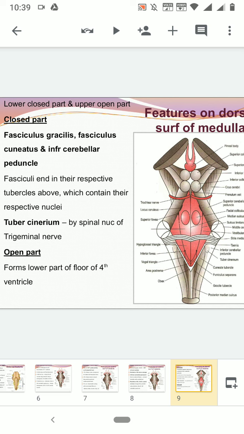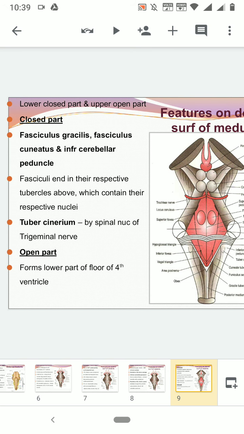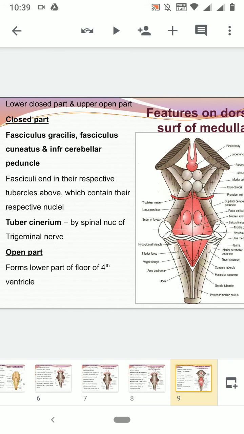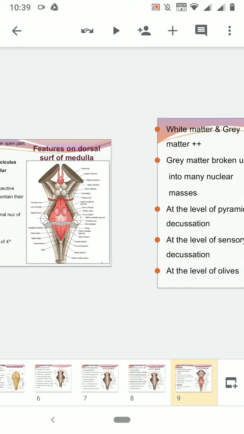Now you have to remember something here. The trigeminal nerve is the fifth cranial nerve, but it has nuclei throughout the brain stem. Though it comes out from the pons, it will have some component or some nucleus at every level of the brain stem. Now as we go up, the medulla oblongata opens up and forms the floor of the lower part of the fourth ventricle. Now let's continue in the next slide.